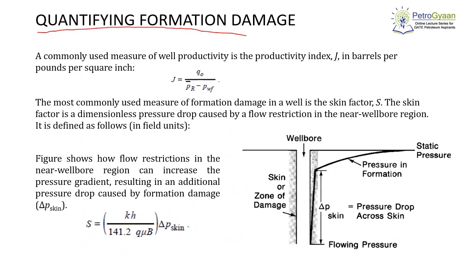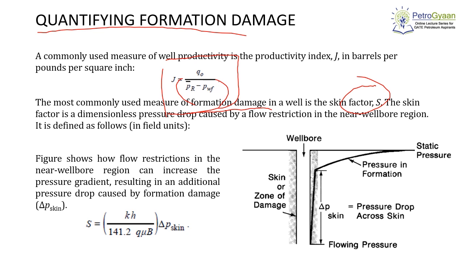Quantifying the formation damage means we can predict whether our near wellbore formation is damaged, stimulated or in undamaged condition. A commonly used measure of well productivity is the productivity index. Productivity index is nothing but the flow rate per psi drawdown. The most commonly used measure for the formation damage in a well is the skin factor. Skin factor is the dimensionless pressure drop caused by the flow restriction in the near wellbore region, and it is defined as skin is equal to kh by 141.2 mu q mu v delta p skin.